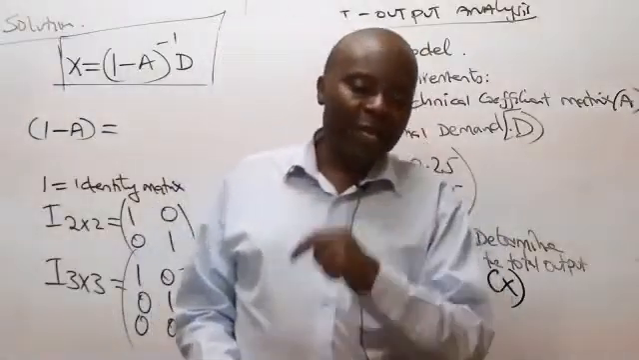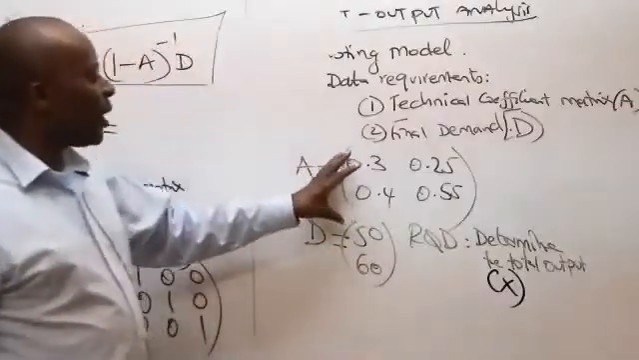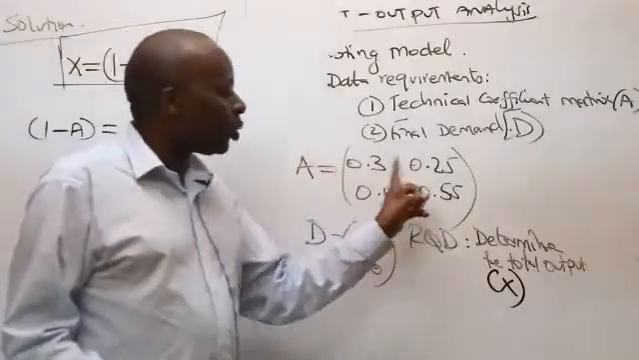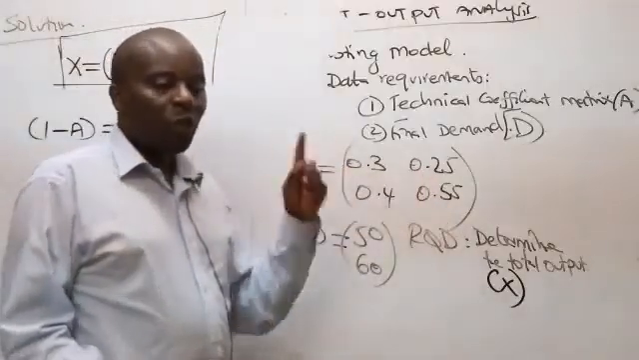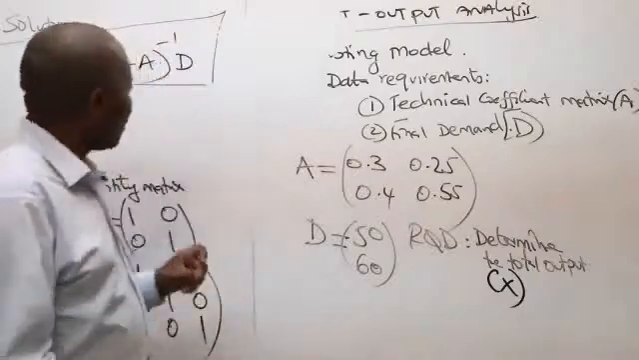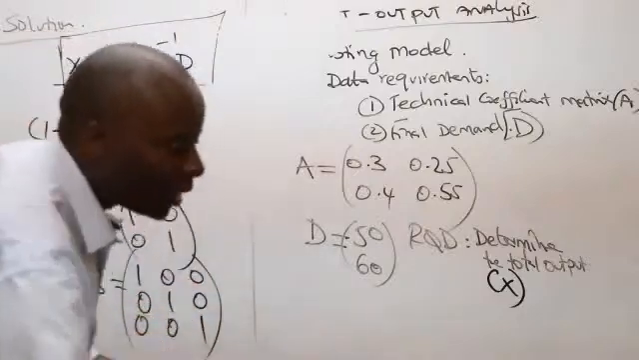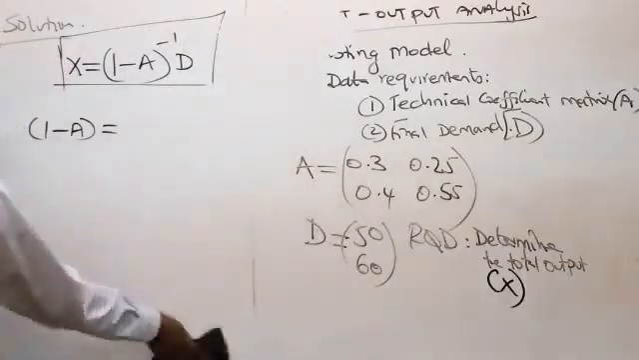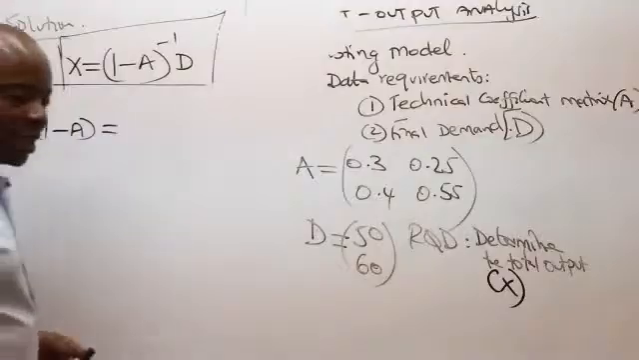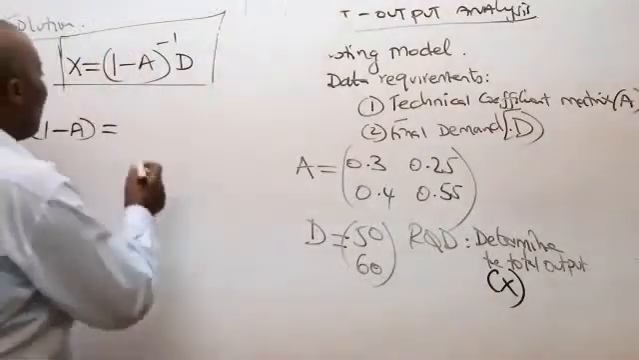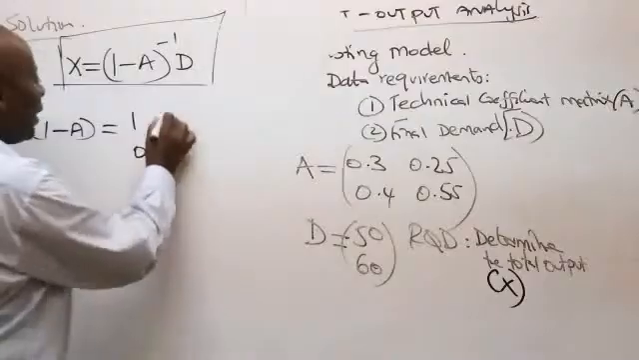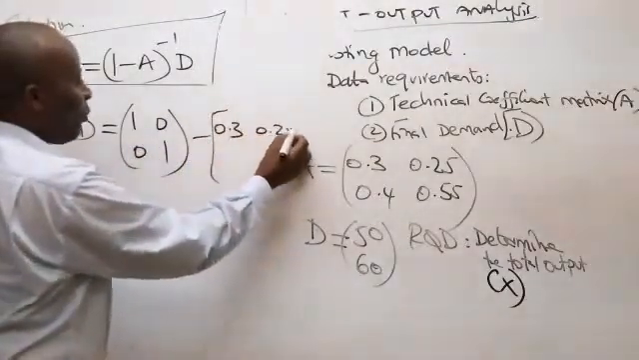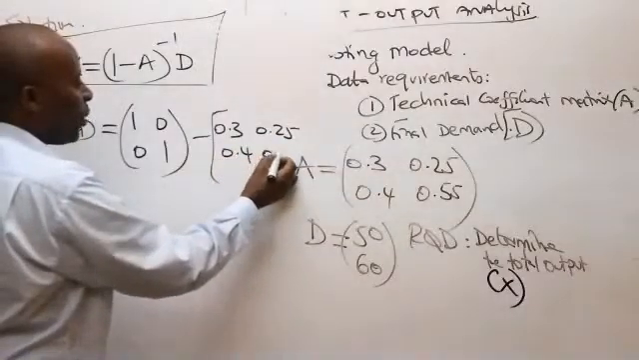2 by 2, yes. It's 2 by 2 because, for purposes of compatibility, the matrix that we have here has 2 rows and 2 columns. So I should work with 2 by 2. So what I'll do, ladies and gentlemen, is I minus A. My I is 1, 0, 0, 1, minus A which is 0.3, 0.25, 0.4, 0.55.